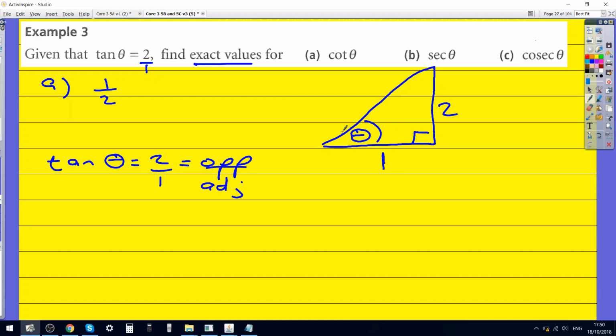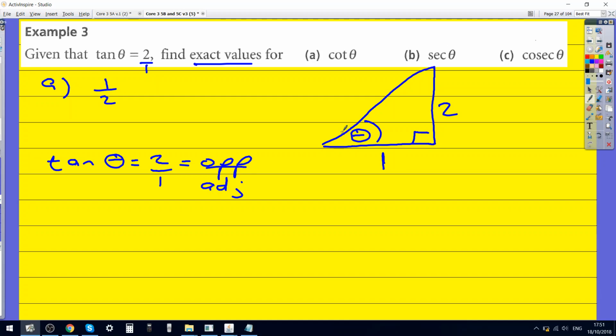Hi, Saba. Hi. Did you get answers for that? So hypotenuse equals root 5? Yeah. Okay. And then what do you do after that?